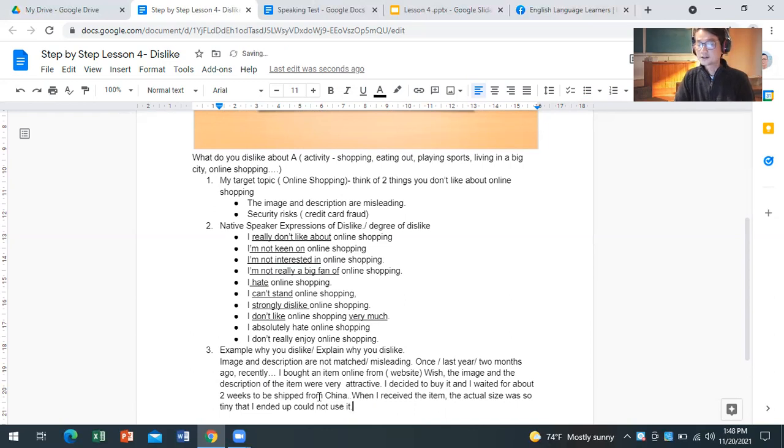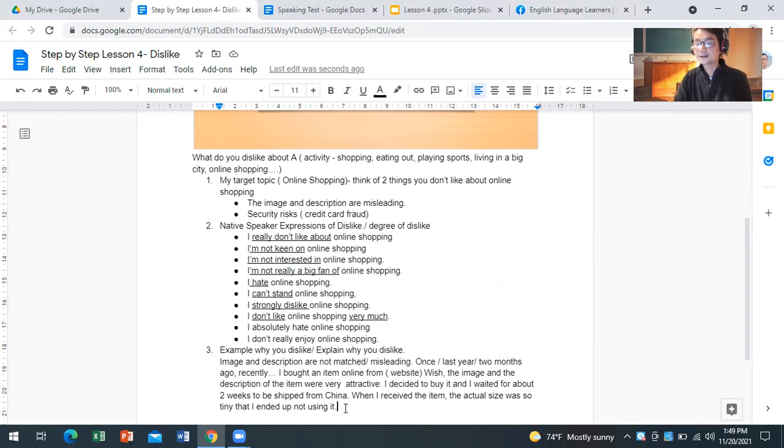All right. So I explained the first reason, because I trust them. I believe the image and the description on the website, but when I got the item, it was totally different, right? Okay. All right. Next. So this is the first reason.